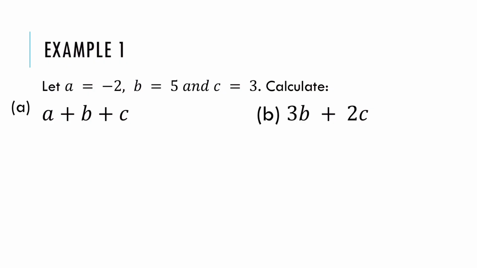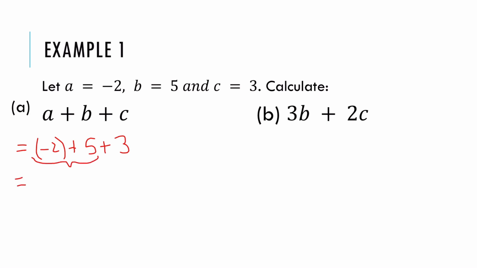Okay, so the values we have been given this time is that A is equal to -2, B is equal to 5 and C is equal to 3, and we're asked to calculate. So just like last lesson, the first thing you do is substitute. So I'm going to replace A with -2 because that's its value. I'm going to replace B with 5 and C with 3. Now I just need to work this out.